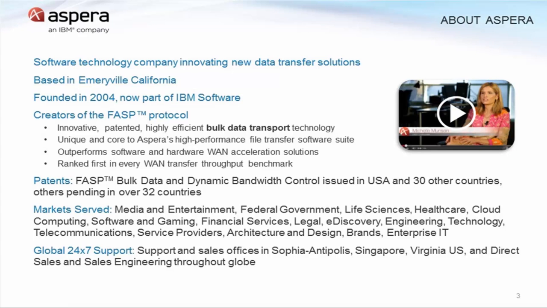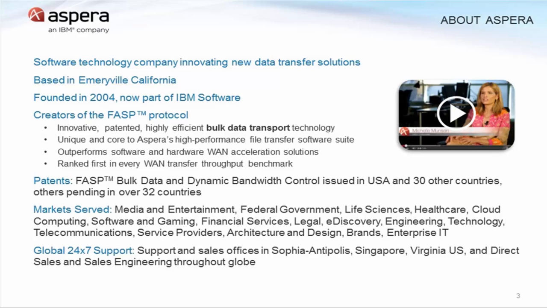So a little bit about Aspera. You may know about us. We've been around since about 2004, and we are based in Emeryville, California, which, if you don't know, it's right outside of San Francisco. And we were acquired by IBM last year. And what we're known for is the creation of FAST, and that is an acronym for a fast, adaptive, secure protocol. And it's about being able to move bulk data and large files.